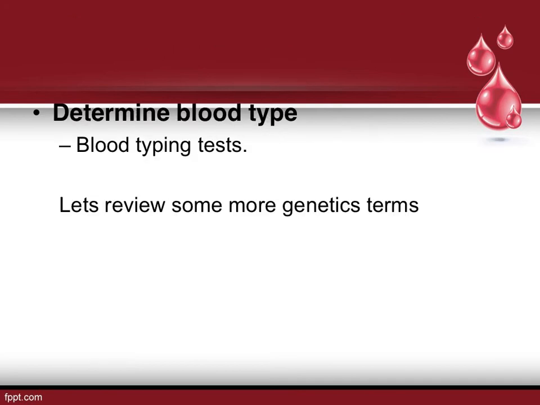All right, and then the last thing that you would do once you know that you're working with human blood is to figure out the blood type, and you do that by doing your 3 blood typing tests: the test for protein A, the test for protein B, and the test for the Rh factor.